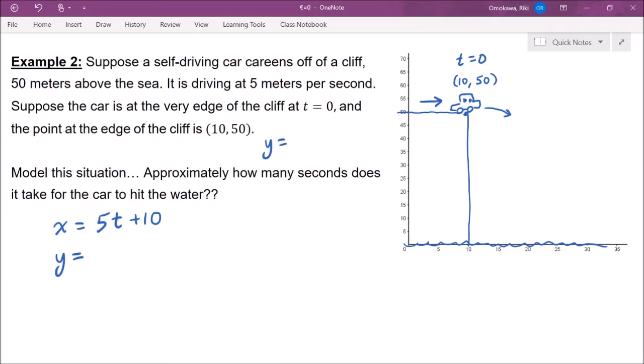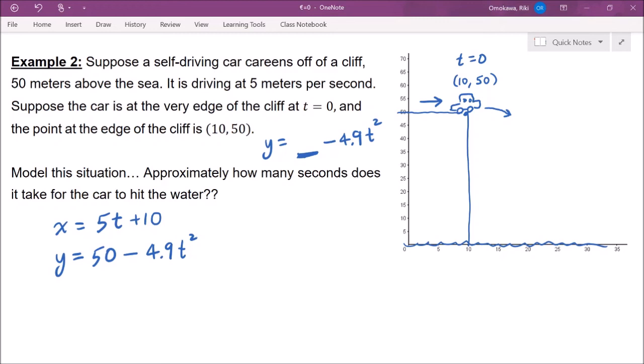Y equals, and then the starting value minus half the acceleration of gravity, which in meters and seconds is 4.9 times time squared. It's actually more complicated, but for this example, we'll just keep it like that. So what's the starting value for the y position? The car is at 50 meters above the water, right? And then minus the acceleration of gravity, 4.9 t squared. And so there's our equations for our model.